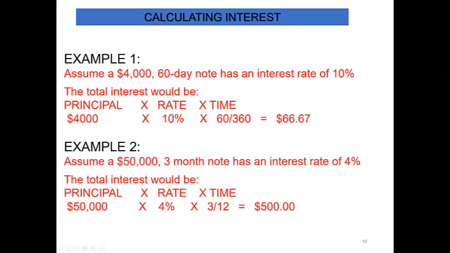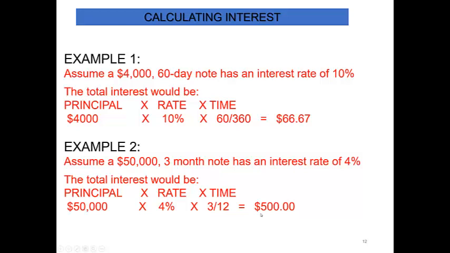Okay, here are some examples. We have a $4,000 60-day note and it has a 10% interest rate. So our principal is $4,000 times the rate of 10% times 60 divided by 360 because it is a 60-day note. In example 2, we've got a 3-month note with a principal of $50,000 at a rate of 4%. So the principal is $50,000 times 4% times 3 out of 12 months.